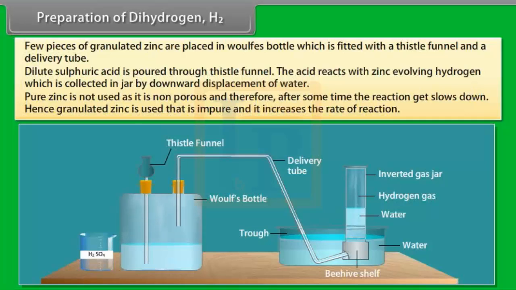Pure zinc is not used as it is non-porous and therefore after some time the reaction slows down. Hence granulated zinc is used, that is impure, and it increases the rate of reaction.